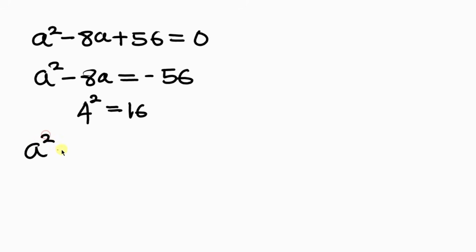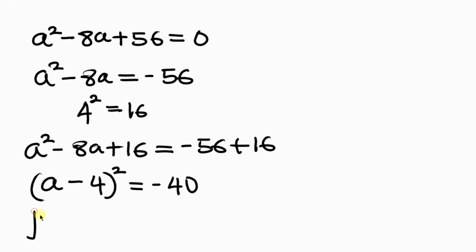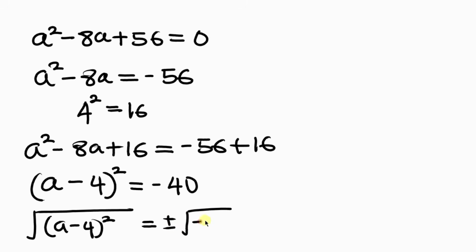Good. Now, we take the coefficient of a, that is 8, we divide it by 2. So 8 divided by 2 is 4, and then we square the result. Now, this 4 squared is equal to 16. Good. So we add 16 to both sides of the equation. So we have a squared minus 8a, now add 16 to the left-hand side. This is equal to, the right-hand side is negative 56. We're also going to add 16.